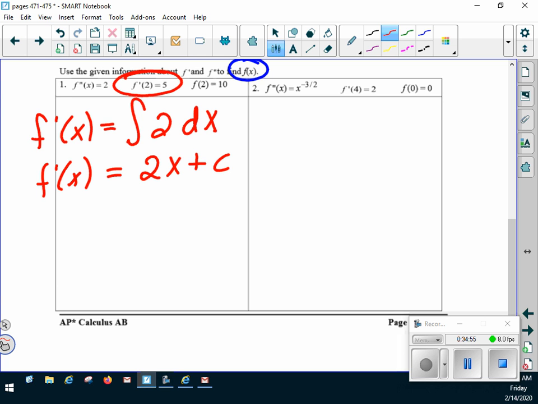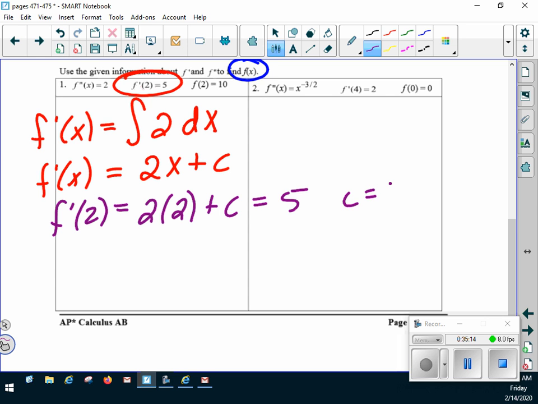Look what I know. So f prime of 2 is 2 times 2 plus c, but I know that has to equal 5. C is 1. So now I know what f prime of x is. Exactly. It's 2x plus 1.